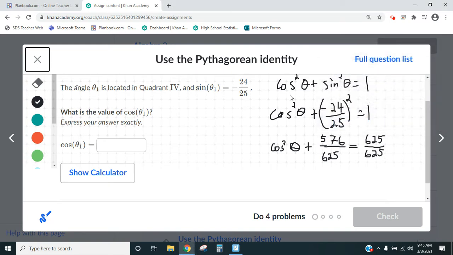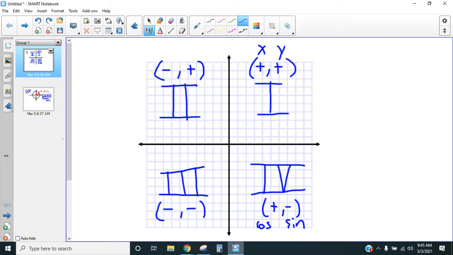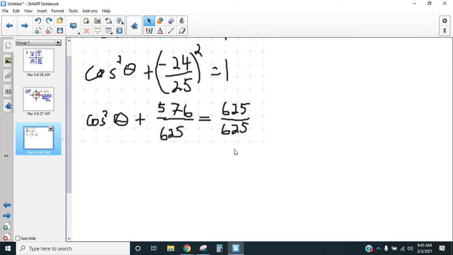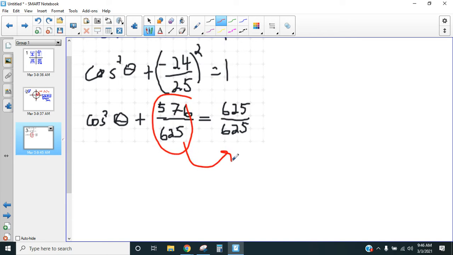So let me just screenshot our work, and then I'm going to move it over to this. Let's keep going. I need to solve for cosine, so I have to do this in 2 steps. First thing is, let's move this way. And by move, I mean subtract. Awesome. When I subtract this, I just subtract the numerator. That means the top of the fraction, because I have already set up the 625 as a common denominator. That's why I had you change it.